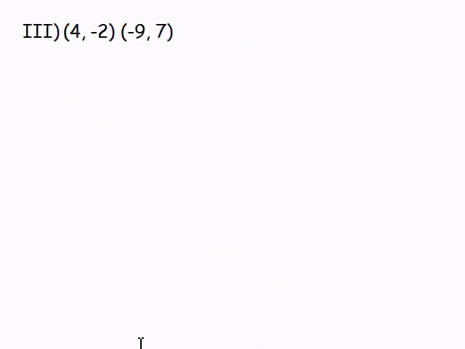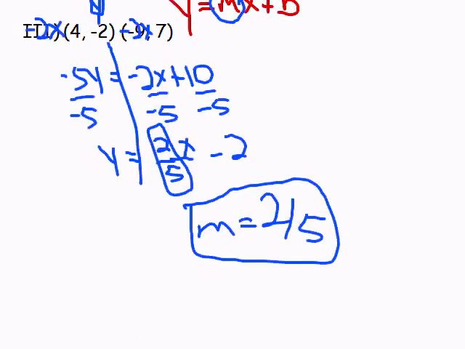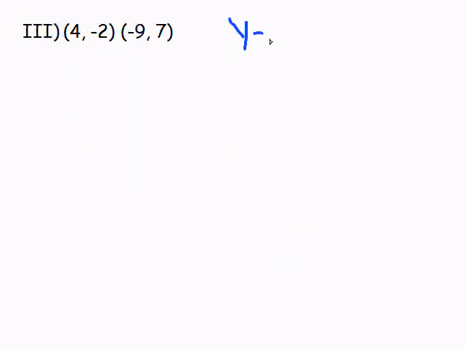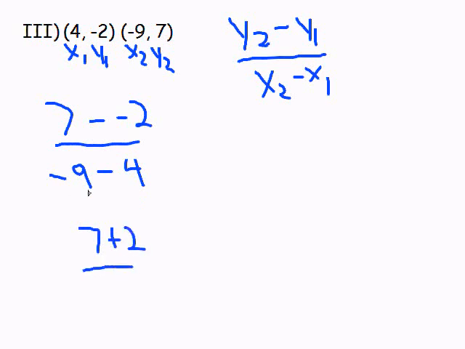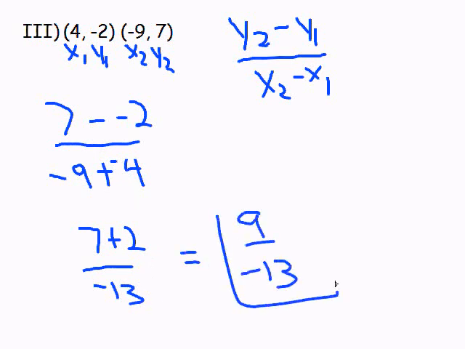So in the third example, we've got to get the slope, and to do that we've got 2 points. So we're going to use the slope formula, y2 minus y1 over x2 minus x1, which means we need to label our points x1, y1, x2, y2. So we get 7 minus y1, which is negative 2, over x2, negative 9, minus x1, 4. 7 minus negative 2, that's 7 plus 2. Negative 9 minus 4 is negative 9 plus negative 4, negative 13, which gives us 9 over negative 13. So our slope for the third example is 9 over negative 13.